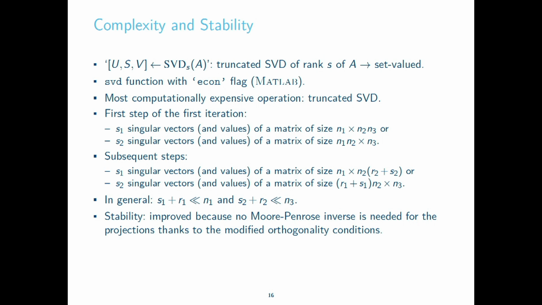This truncated SVD is also the most expensive operation of the algorithm. More specifically, the most expensive step is the first step of the first iteration, where we have to compute this number of singular vectors and singular values of a matrix of this size. In the subsequent steps, we can simplify this dimension to this dimension. And in general, the sum of S1 plus R1 is much smaller than the first dimension of the tensor, and this also holds for S2 and R2.